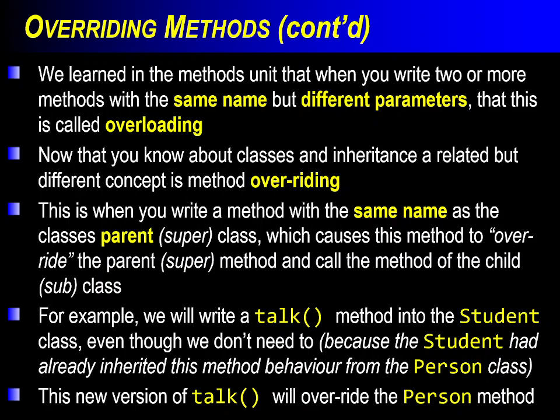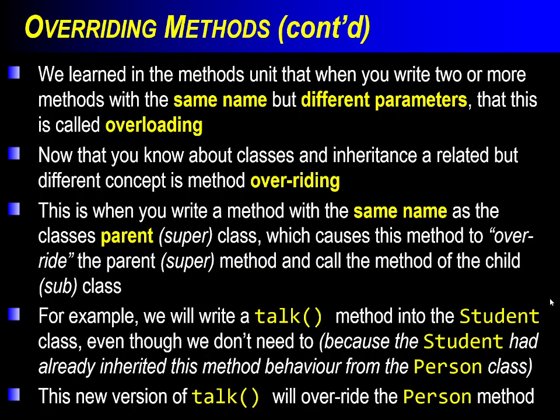Overriding a method means you have the same name of a method as a method that was inherited from its parent class. And when you create a method with the same name as the method it's inheriting, it overrides that method. In other words, when you call it from the child class, it will go to the method that overrides the one from the parent class.